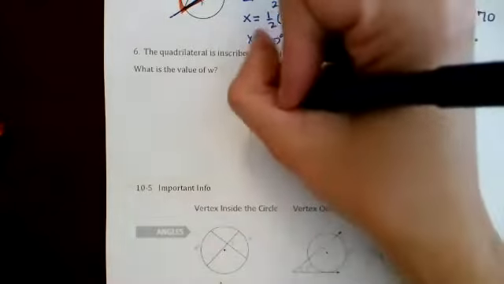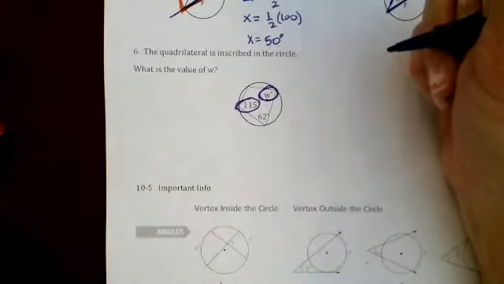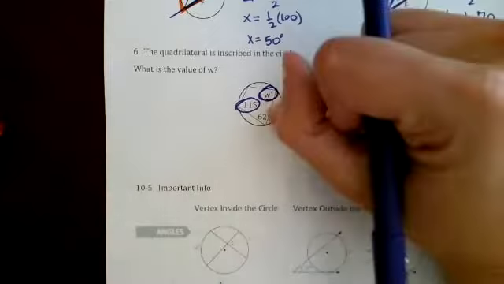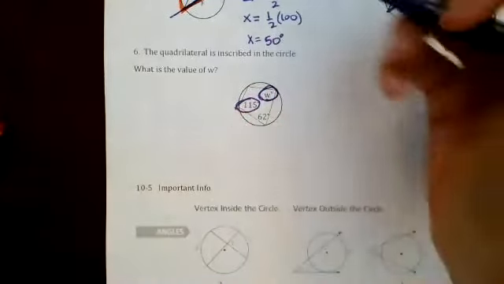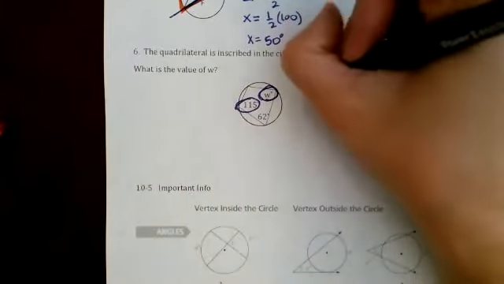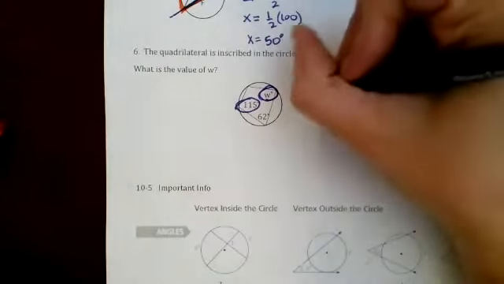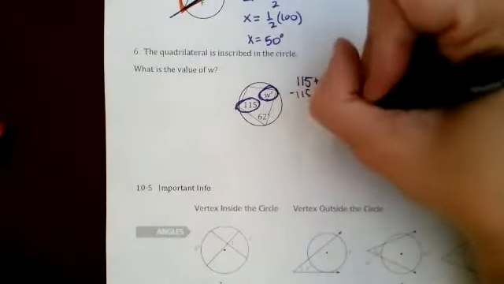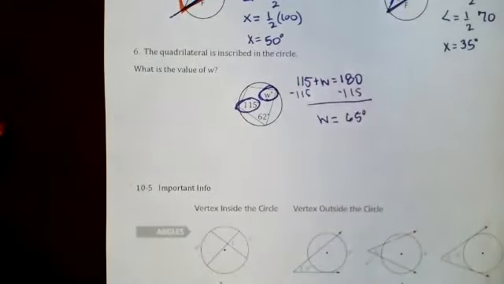The 115 is opposite W, because opposite means their sides aren't touching, right? So the sides of this angle are not touching the sides of this angle. So 115 plus W would equal 180. So if I take the 115 away from both sides, then I get that W is going to equal 65.